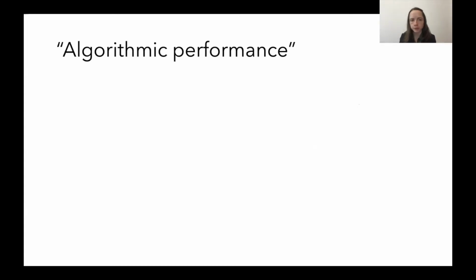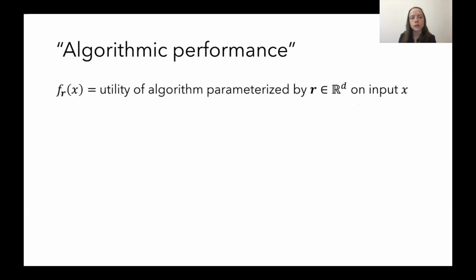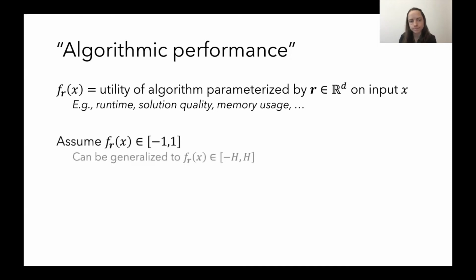So a little more formally, what do I mean by algorithmic performance? I'll use the notation f_r(x) to denote the utility of the algorithm parameterized by r on the input x. So throughout this talk, I'll use the terms algorithmic performance and utility interchangeably. And again, you can think of this algorithmic performance function as measuring the algorithm's runtime, its solution quality, and so on. And we're going to assume that f_r(x) is bounded within the interval [-1, 1], but our results can very easily be generalized to any bounded interval.